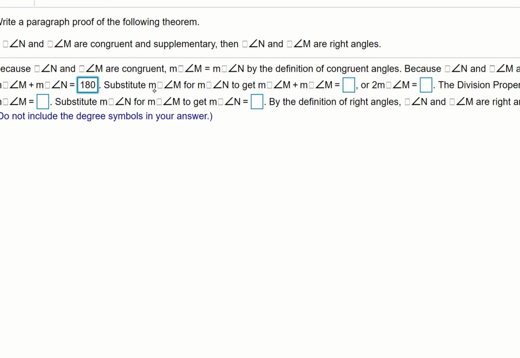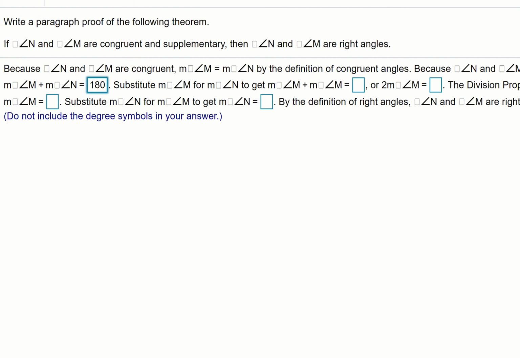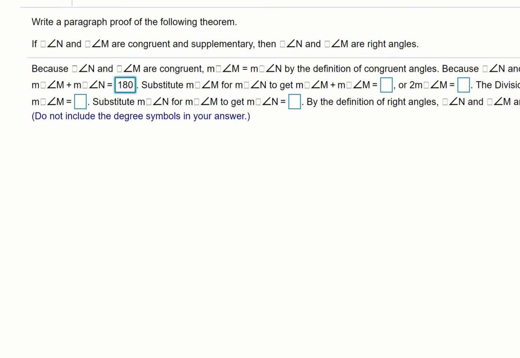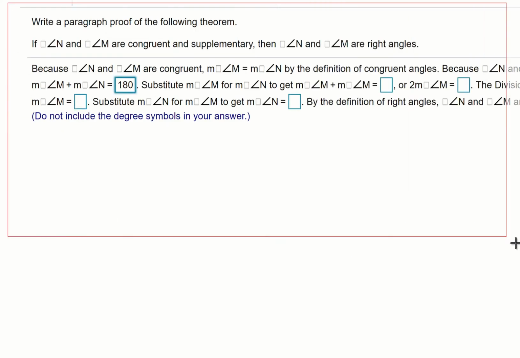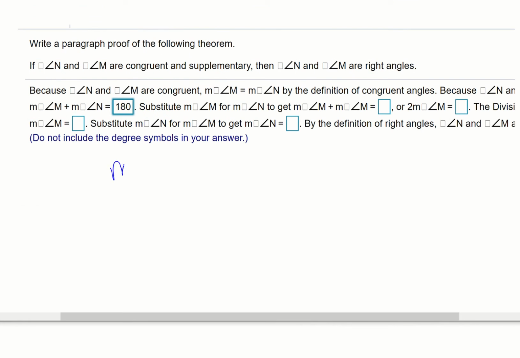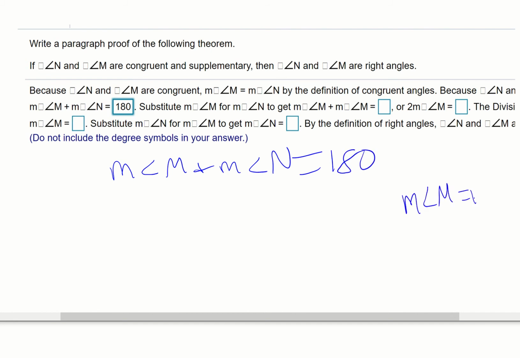Now we're going to substitute angle M for angle N in order to get this equation. Let me show you how that looks. We have angle M and angle N, and we know that's equal to 180. But since the measure of angle M is equal to the measure of angle N, we can do a substitution and replace this N with this M. So that's what I'm going to do here. I'm going to replace that.